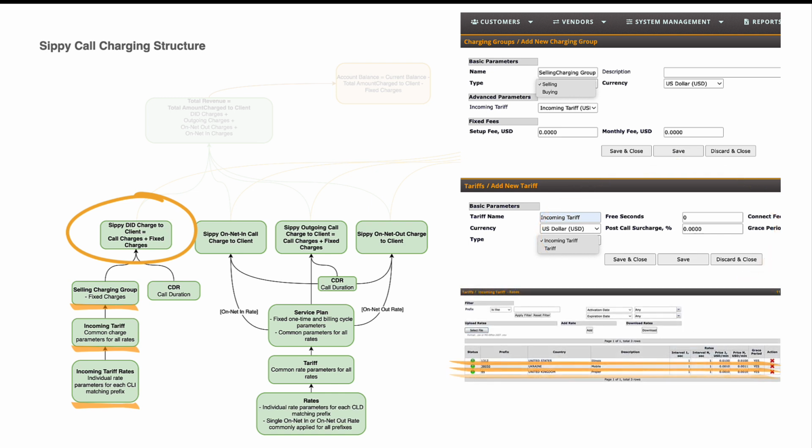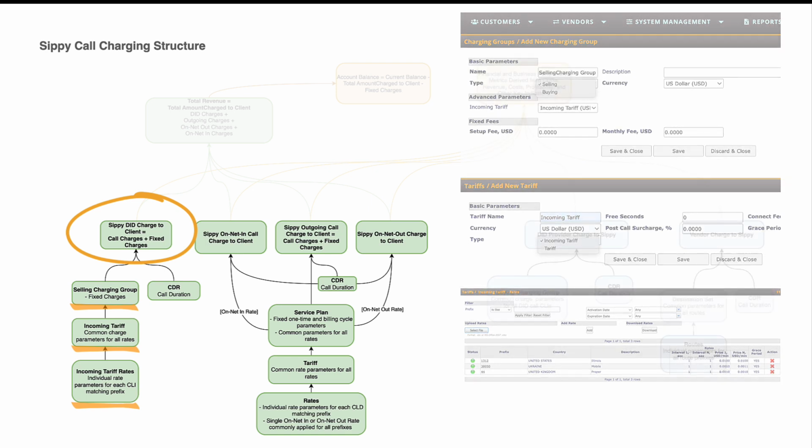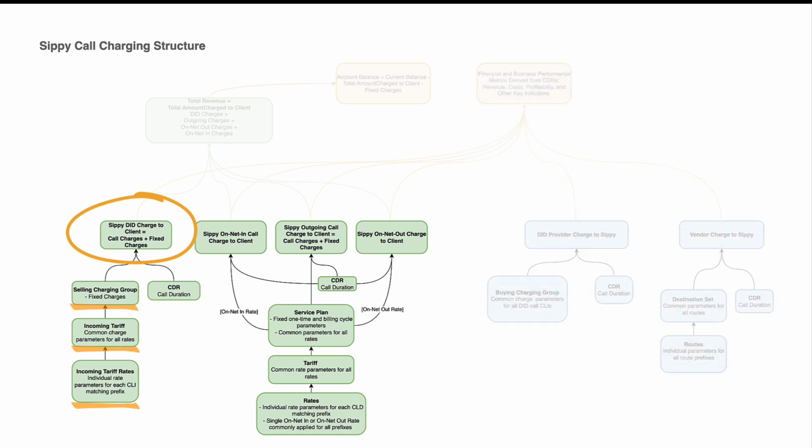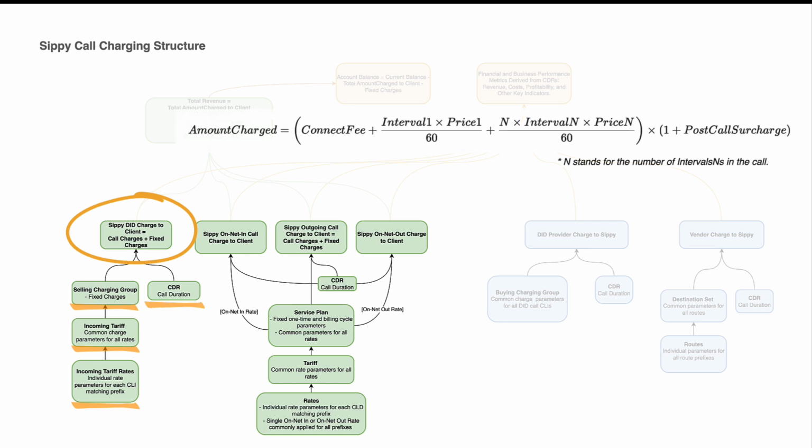The incoming tariff itself is a list of rates, each corresponding to a specific prefix that matches the CLI of the incoming DID call. Sippy calculates the DID call charge to the client by applying the relevant call charging parameters of the selling charging group together with the call duration taken from the CDR as inputs to the amount charge formula to calculate the client's charge for that call.